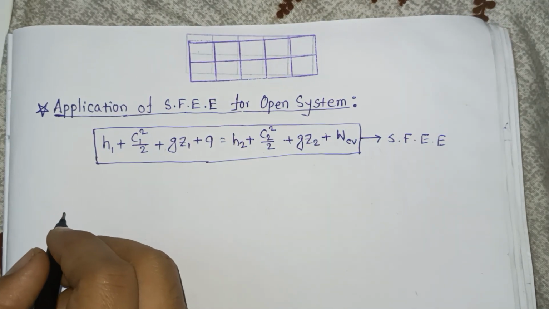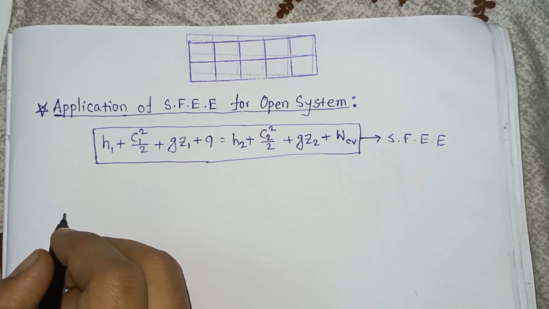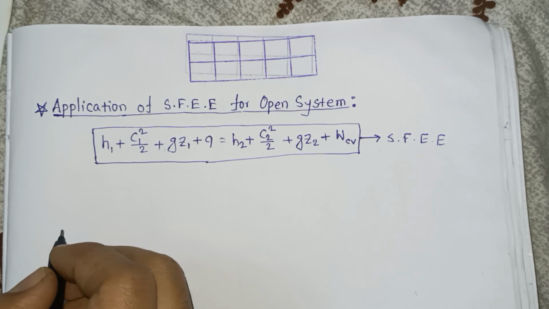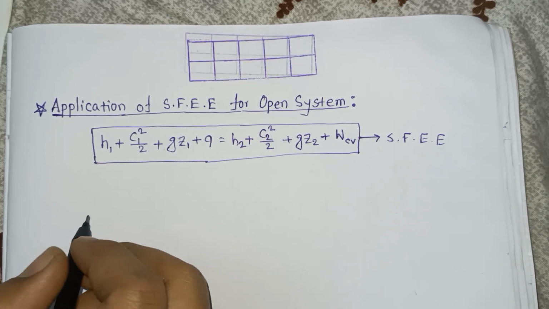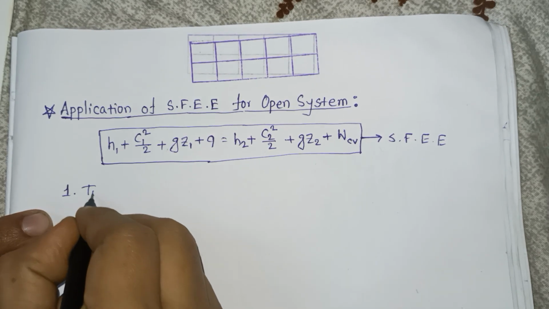Now consider the example of steady flow open system: turbine, compressor, nozzle, diffuser, boiler, condenser, throttling process. These are the examples of steady flow energy equation for open system. So now I apply the steady flow energy equation for turbine. So consider that first there is turbine.